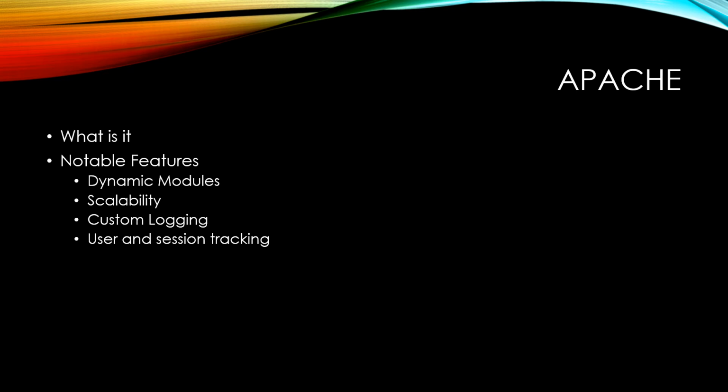Now, Apache is most commonly run on Linux distributions, but it also has versions for Windows and a wide variety of other Unix-like systems. Some of the notable features you might find in Apache are loadable dynamic modules. It's also very highly scalable, which means it can easily handle 10,000 plus simultaneous connections. It also features custom logging and user and session tracking.